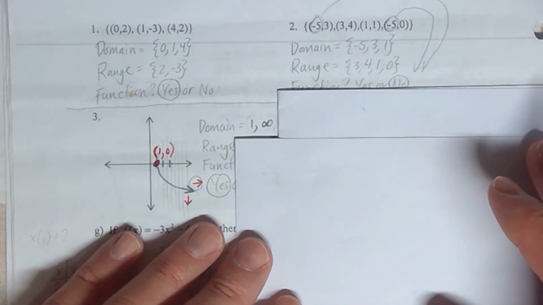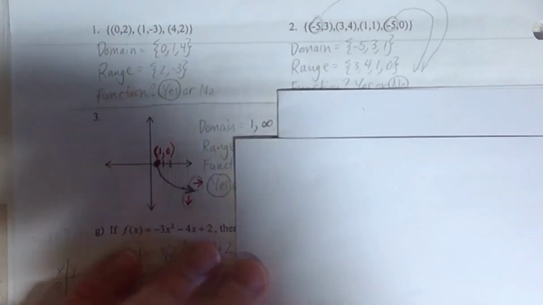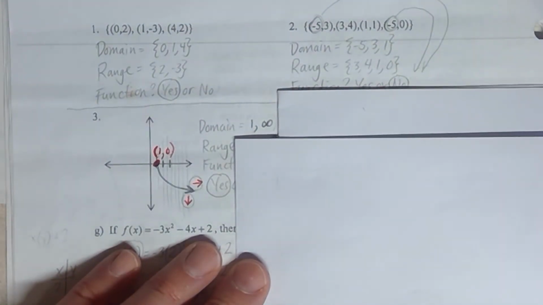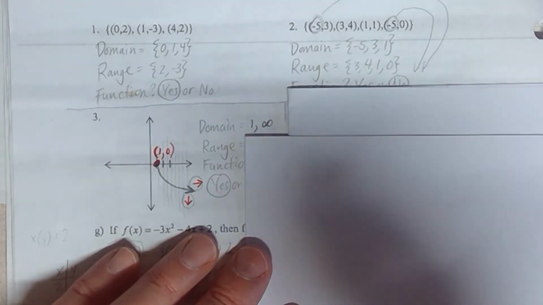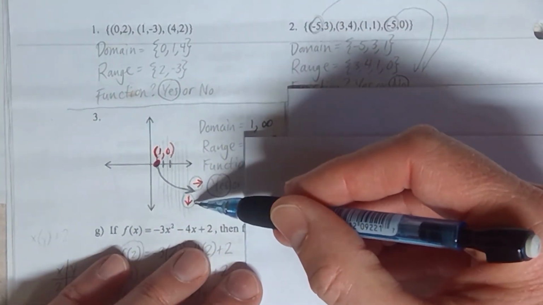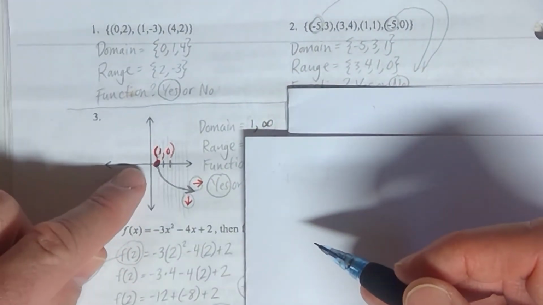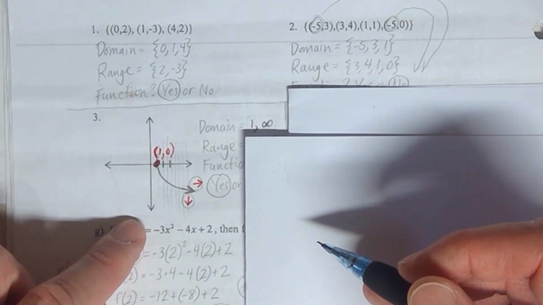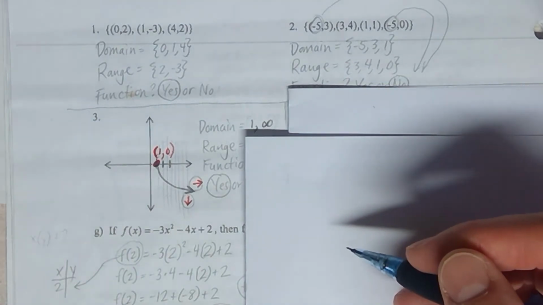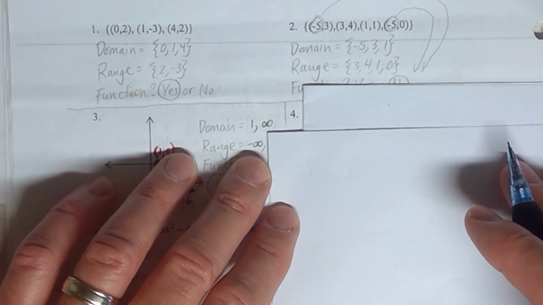Okay. We also have this arrow saying that it goes forever downward. That means that there is no lowest point. That means the low part of the range, which is the first part of the range, the low part is going to be not infinity, but negative infinity, because it goes forever downward in the negative y direction. Okay? So negative infinity is what the range starts at.